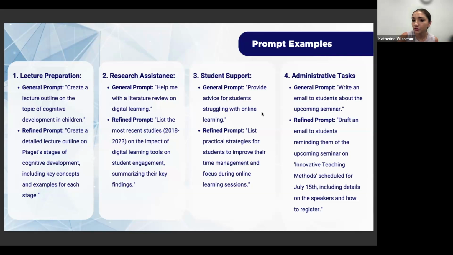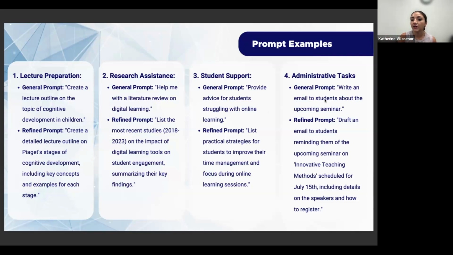Another example is student support. You can ask it to provide advice for students struggling with online learning. It's very broad. Or you can ask it to list practical strategies for students to improve their time management and focus during online learning sessions. So if there's something specific that you know students are struggling with, don't assume that the AI is going to know that that's what it is. So letting it know, hey, this is what I'm observing, this is what I need help with, some strategies, and just being, again, very detailed is going to lead to a better response.